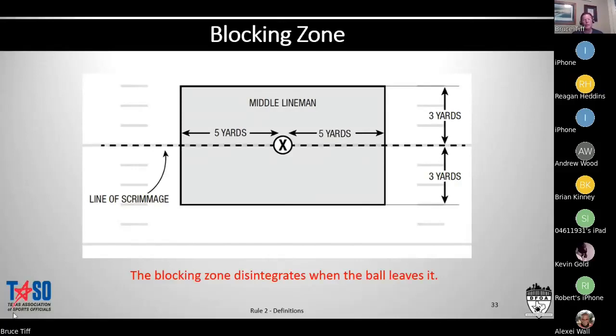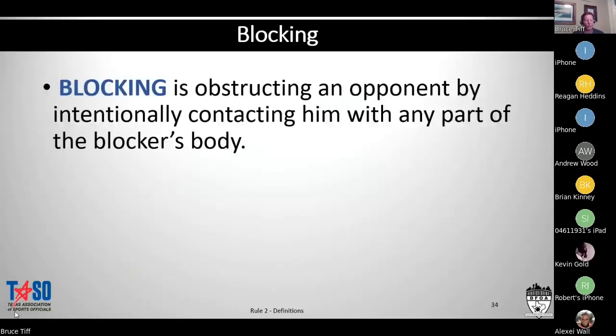Okay, let's talk about blocking. Actually, there's an actual definition for blocking. It's obstructing an opponent by intentionally contacting him with any part of the blocker's body. Pretty straightforward. Pushing is also blocking an opponent with open hands.